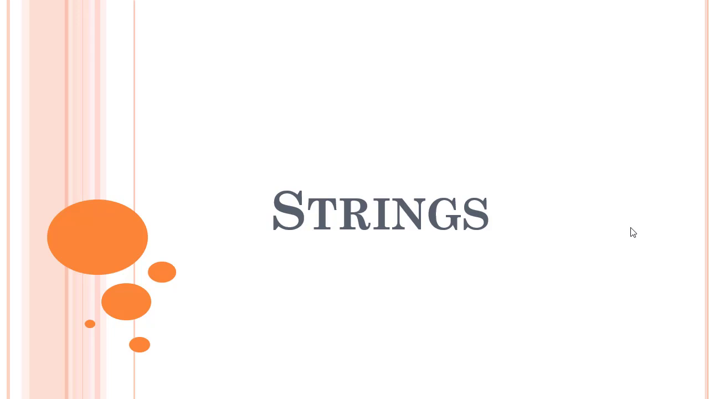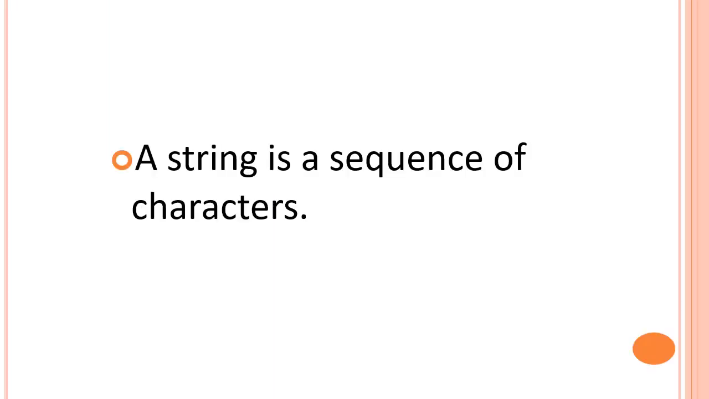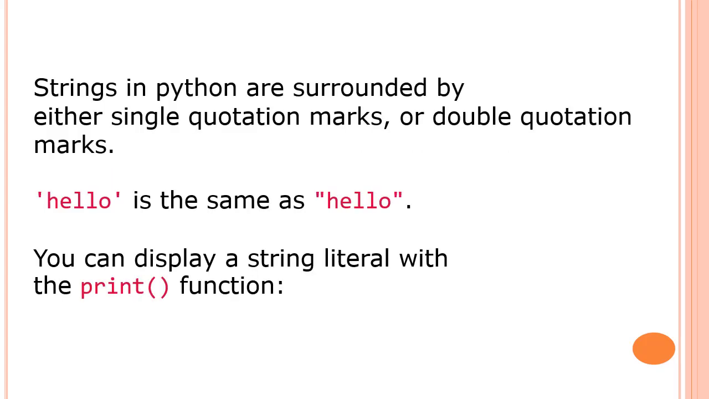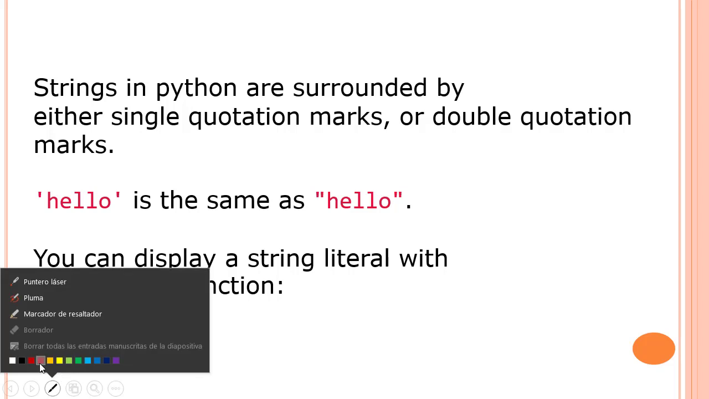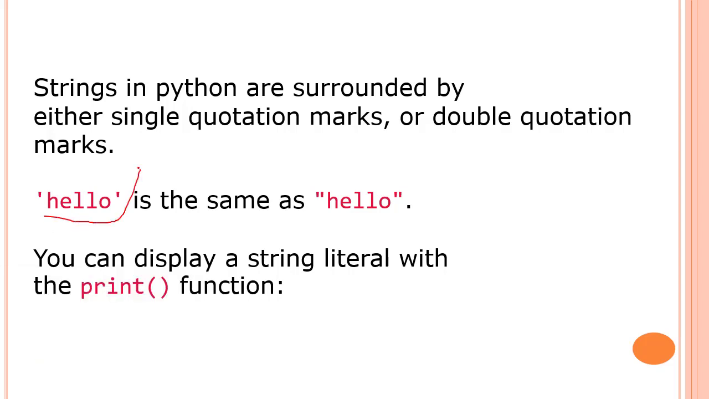Hi everyone, welcome back. Let's jump to our next data type, that is strings. Strings are just a sequence of characters. To define strings in Python, we have to use single quotation marks or double quotation marks. Anything we write inside these single or double quotation marks is regarded as a string.